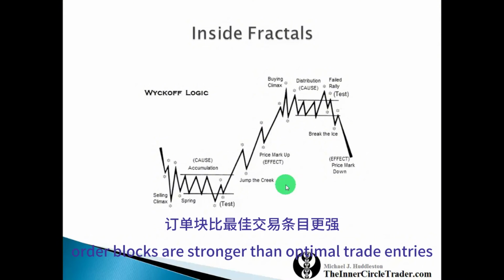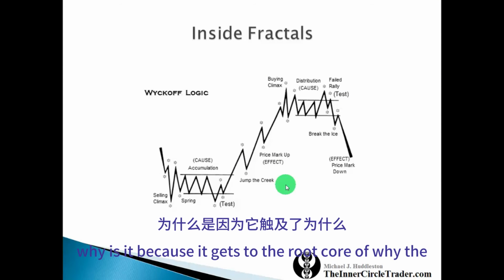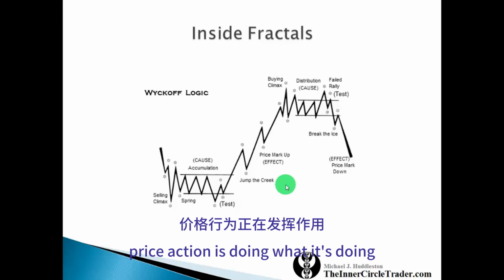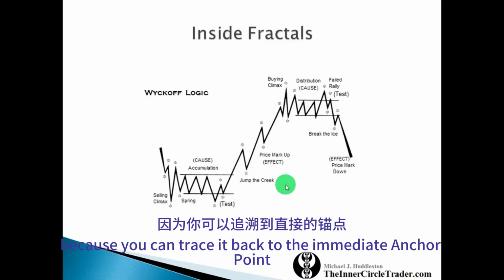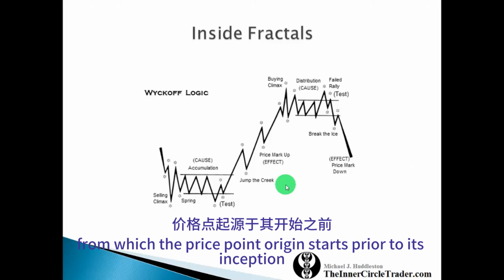Order blocks are stronger than optimal trade entries. Why is it? Because it gets to the root core of why the price action is doing what it's doing, because you can trace it back to the immediate anchor point from which the price point of origin starts prior to its inception.